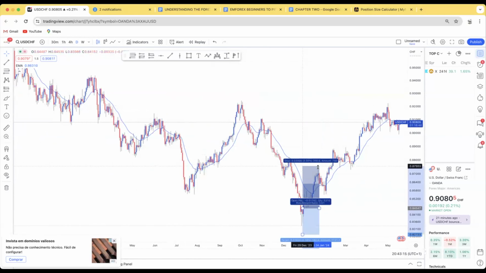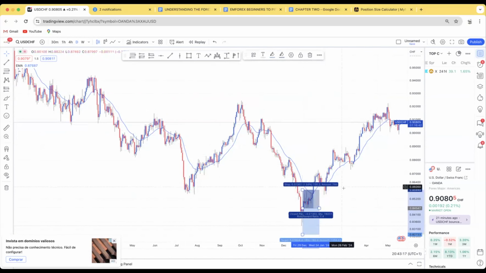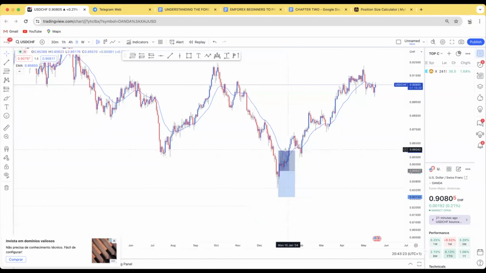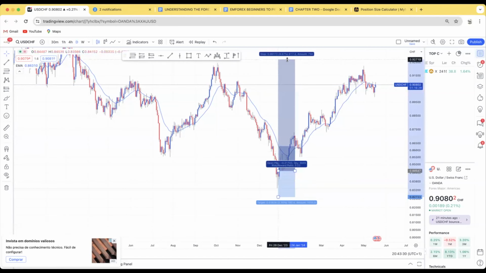Now, in a situation whereby you didn't see this move coming, and you have your stop loss just slightly above here, you can reduce your risk to about 142 pips rather than 700 or 800 pips, as the case may be. So you can see the importance of having a stop loss.